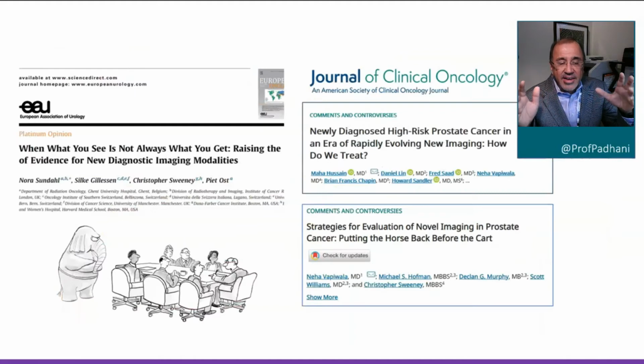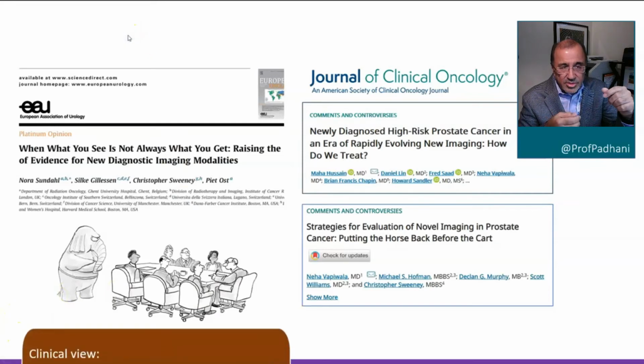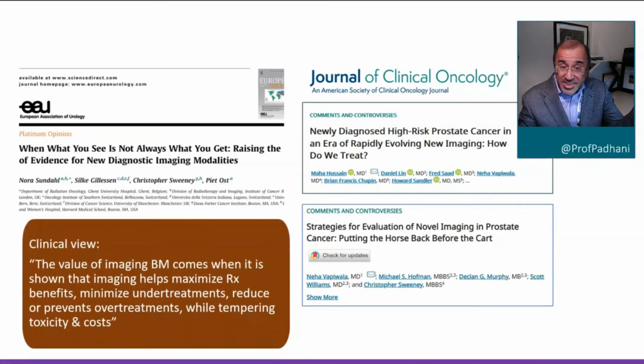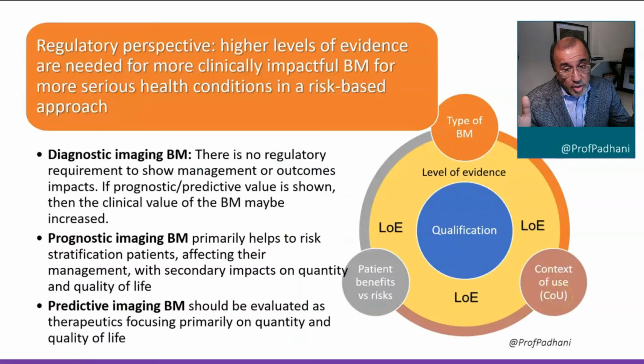What they say is the value of an imaging technology such as a whole body MRI only comes if the imaging helps to maximize treatment benefits or minimize undertreatments, or even reduce or prevent overtreatments while tempering costs. And have we as a community shown that? The answer to that is no. But the real question is, do we need to show that as part of imaging development? The answer to that is no.